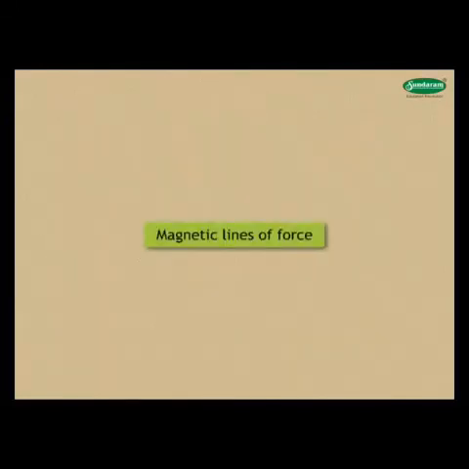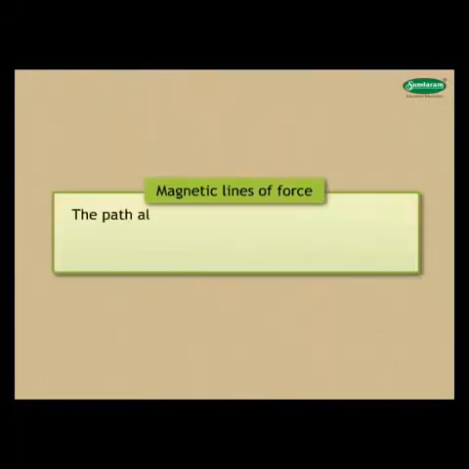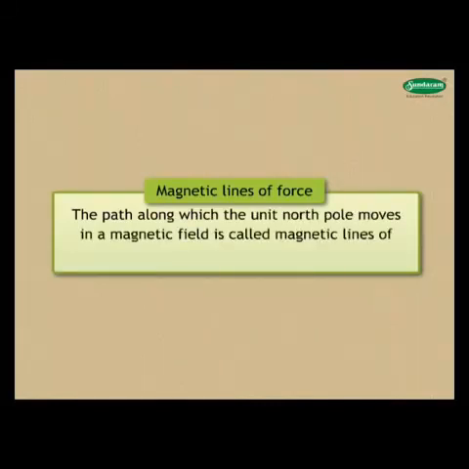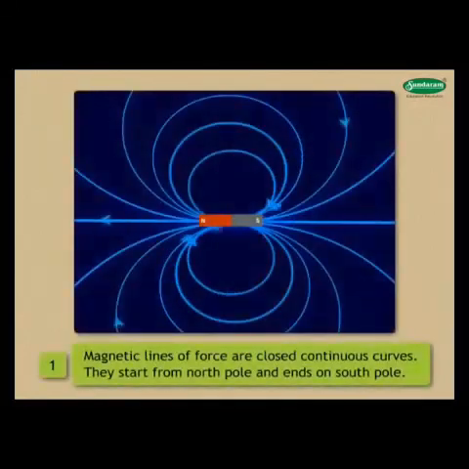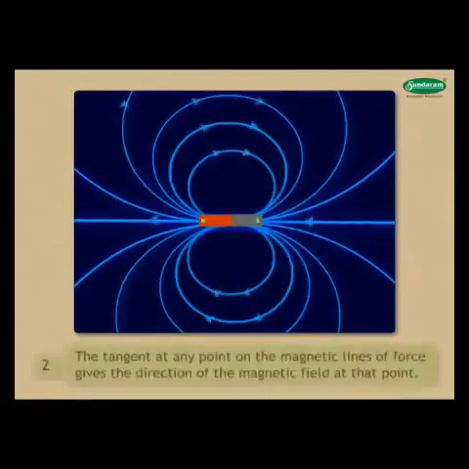Let us see what is meant by magnetic lines of force. The path along which the unit north pole moves in the magnetic field is called magnetic lines of force or magnetic field lines. Properties of magnetic lines of force. 1. Magnetic lines of force are closed continuous curves. They start from north pole and end on south pole.